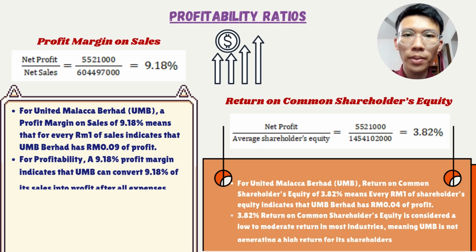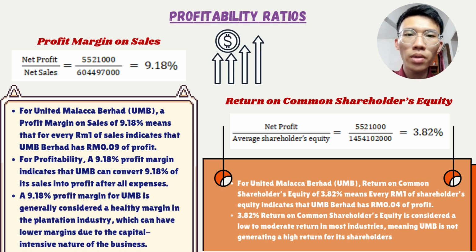Thirdly, we continue with profitability ratio. For United Malacca Berhad, UMB, a profit margin on sales of 9.18% means that for every 1 ringgit of sales, UMB Berhad has 0.09 ringgit of profit. A 9.18% profit margin indicates that UMB is able to convert 9.18% of its sales into profit after all expenses. This is a good sign of profitability, showing that the company is managing its cost well relative to its revenue. A 9.18% profit margin is generally considered a healthy margin in the plantation industry, which can have lower margins due to the capital-intensive nature of the business. It suggests that UMB is doing well in generating profit from its sales.